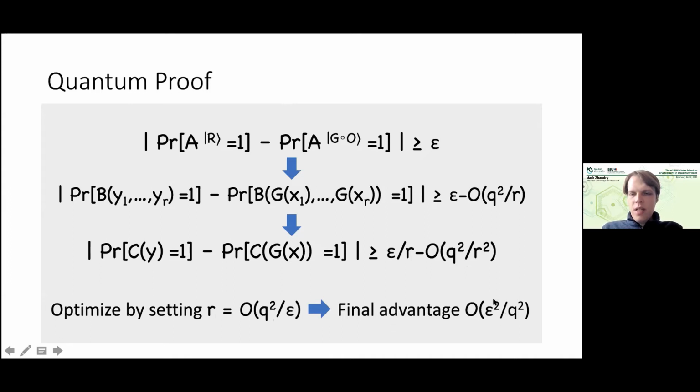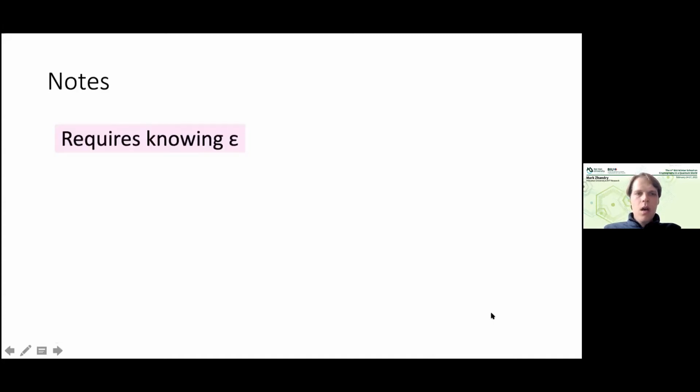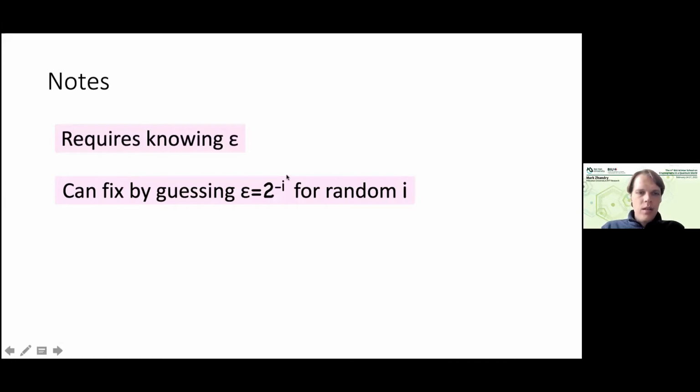And what we get is that the final advantage is actually epsilon squared over Q cubed. By tuning R based not just on the number of queries being made, but also on the success probability of the adversary, we get a final advantage of distinguishing one sample that's epsilon squared over Q cubed. Something interesting to note is that this requires knowing the original advantage of the adversary. It's not really a big deal, and we can usually fix this by just guessing epsilon to be 1 over a power of 2. You'll be close enough to the right answer with good probability.